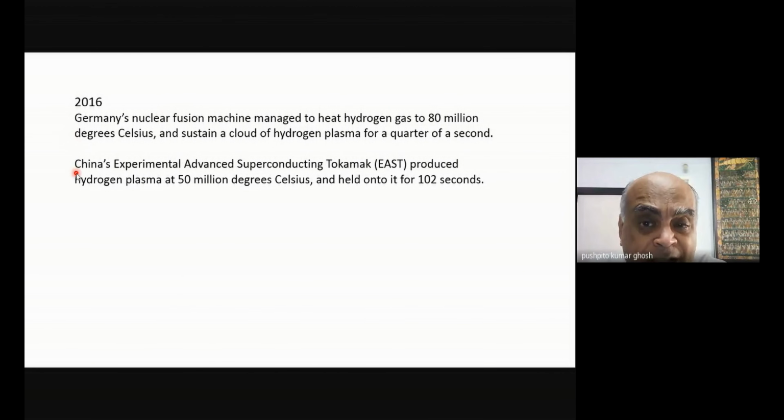Then came China. They set up a plant, these are known as the tokamak. They did not achieve 80 million degrees, but they achieved 50 million degrees. But they could hold on to that temperature for 102 seconds, from a quarter second. So it was a breakthrough, and this was in 2016. Now, note these two figures: 80 million degrees in one experiment, 102 seconds with 50 million degrees.